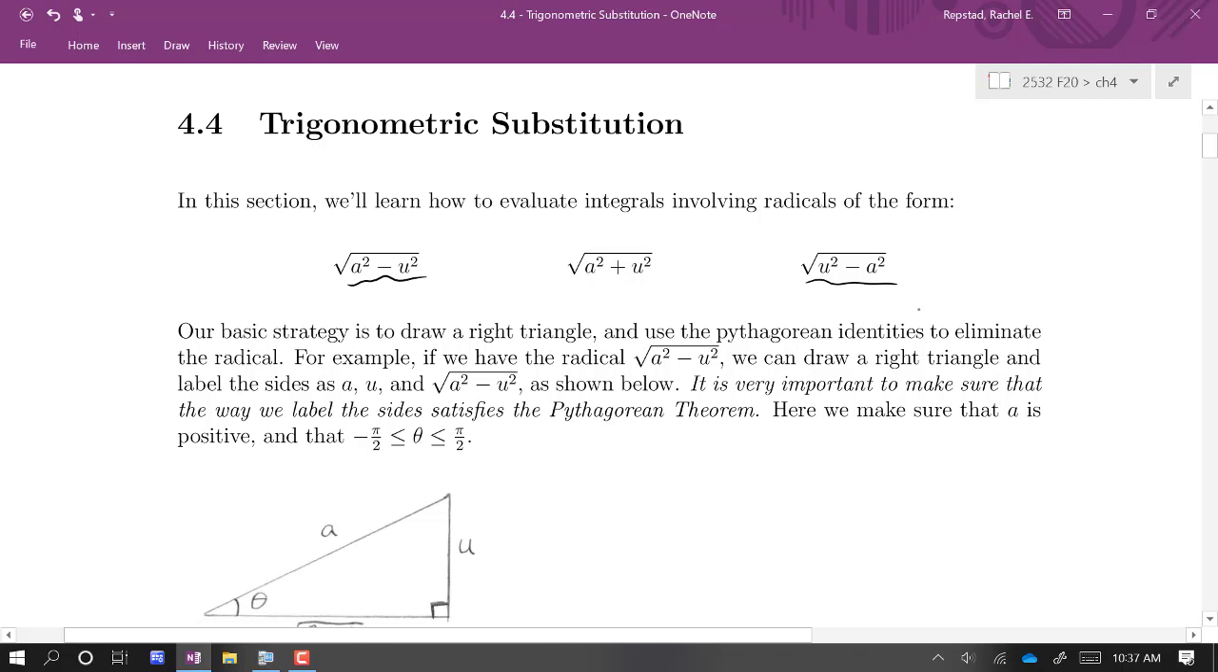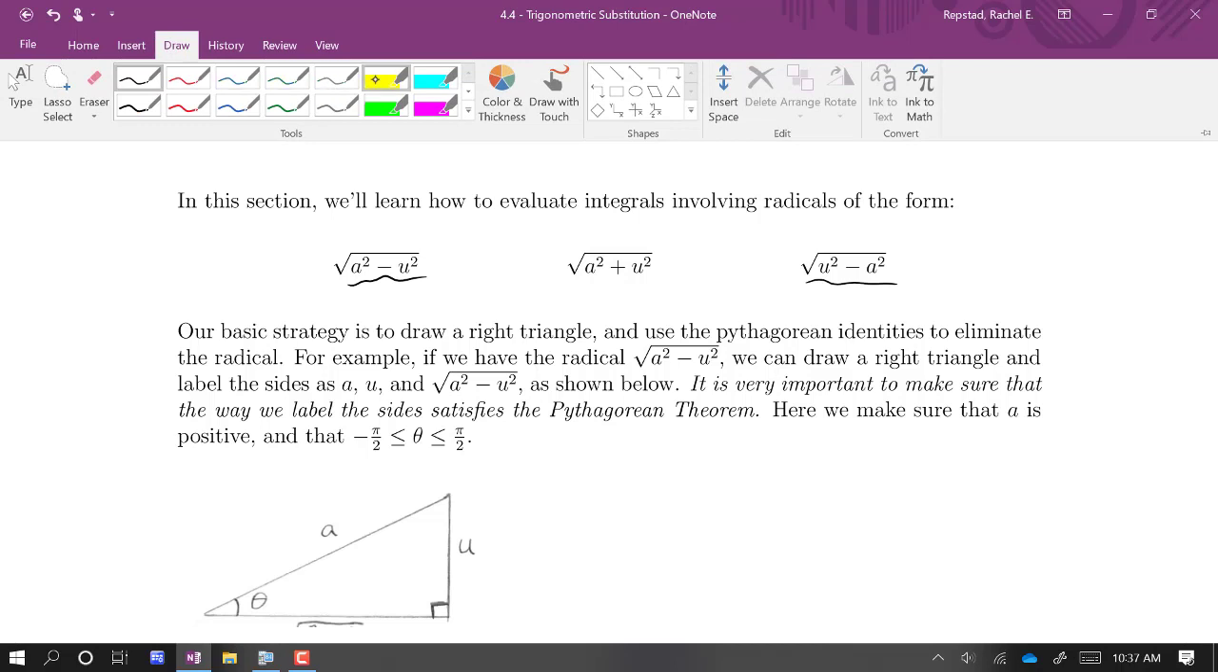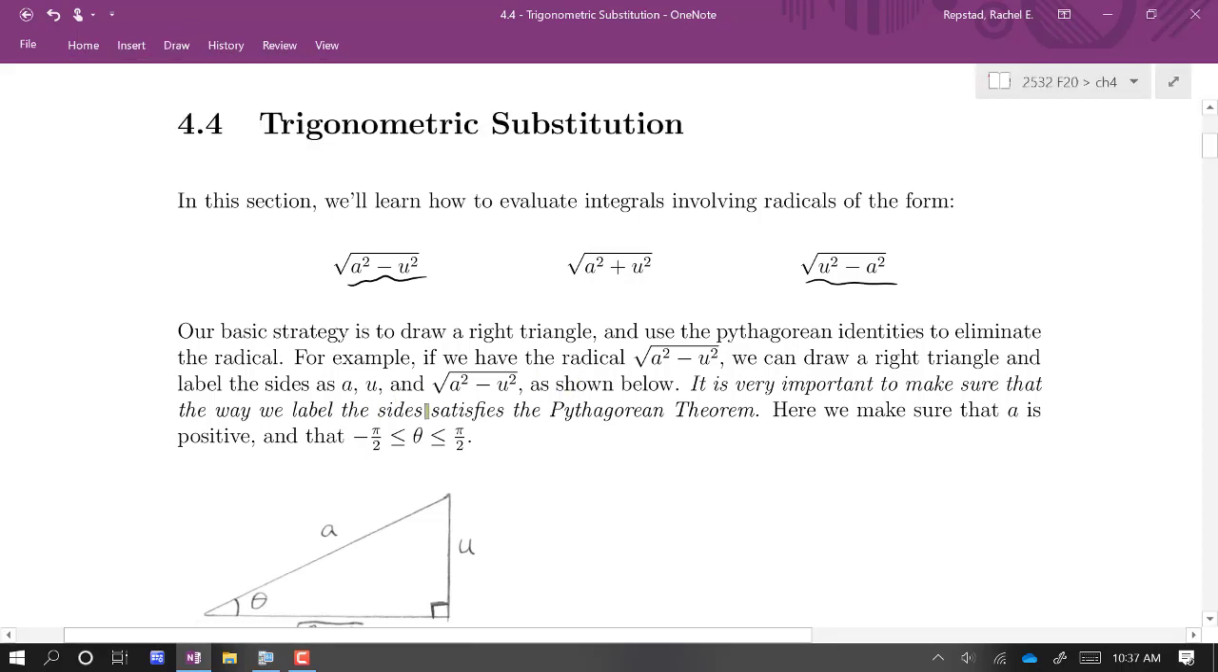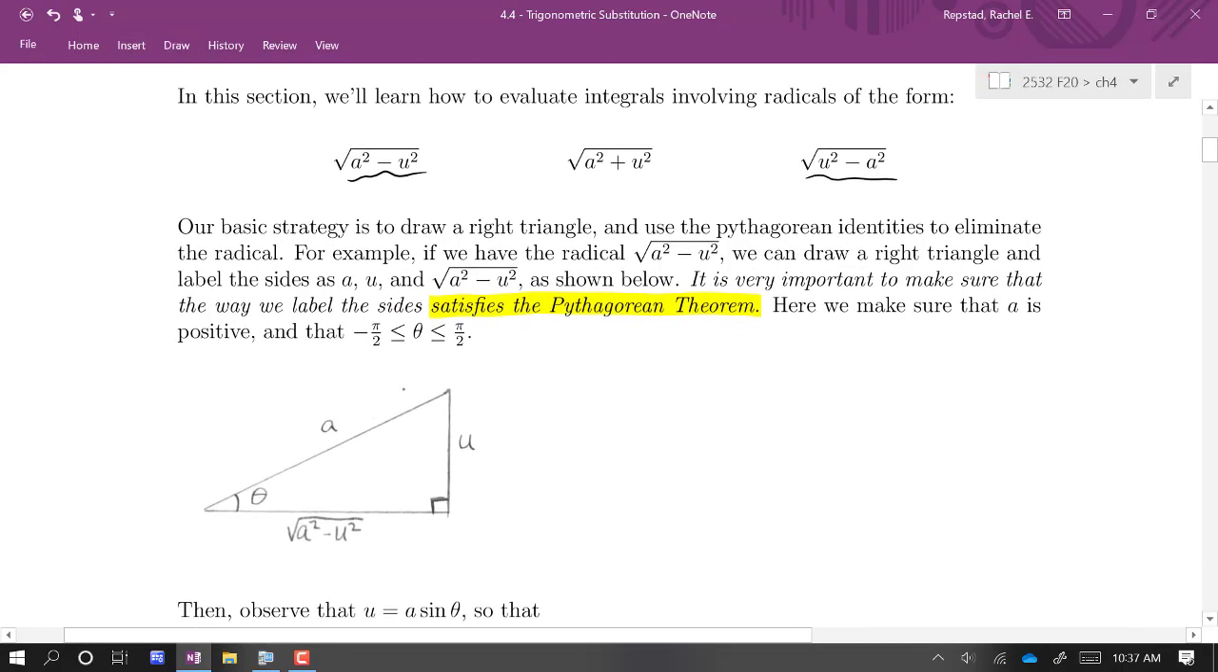substitutions. The idea behind trigonometric substitution is we take a look at this radical and we want to draw a right triangle. We're going to label one of the sides as a, and one of the sides will be u, and one of the sides will be the radical. And we do it just making sure that it satisfies the Pythagorean theorem, right? We have to make sure that those are actual plausible sides for a right triangle.